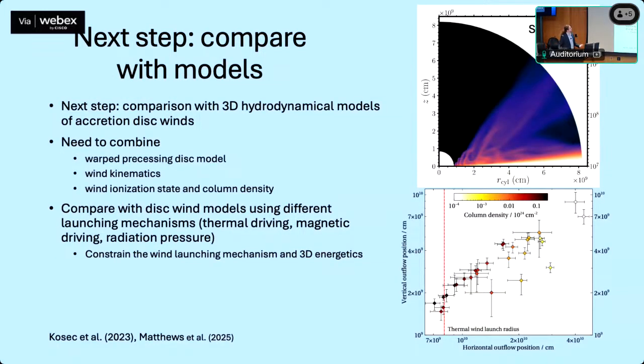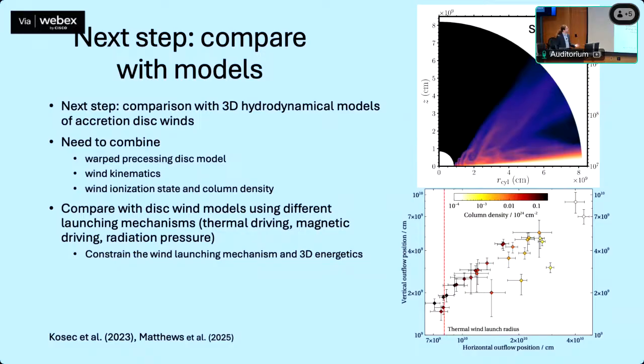So the next and future step of this study is to compare this with models. We have very precise wind parameters, such as the velocity, the optical depths, and the ionization parameter from the line ratios. And we also have a model for this warped disk precession, so we can say exactly where this wind is located when we are observing it. And so we can compare with 3D simulations of disk winds, assuming different wind launching mechanisms.